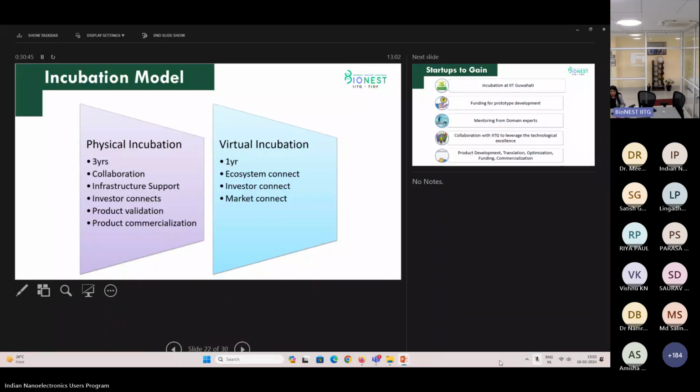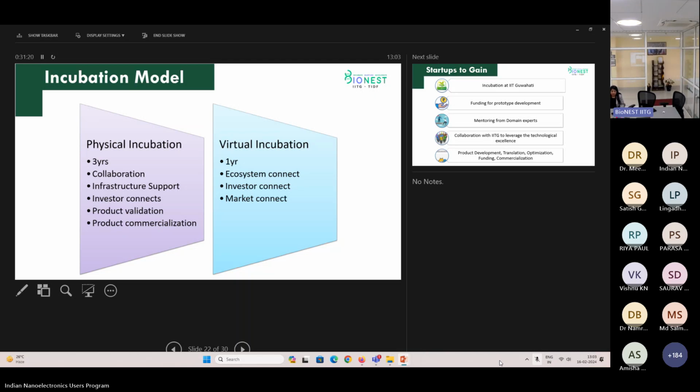One is the physical incubation, in which you come, you work here, you use the laboratories. So we have office space for you, laboratory space. All the physical infrastructure that we have is accessible to the startups, and they use it. Then comes the virtual incubation, in which they generally cannot use the physical infrastructure, but we connect them to all the right stakeholders, be it an ecosystem connect, an investor, or the intended market, right? So all this is done virtually with the virtual incubators.